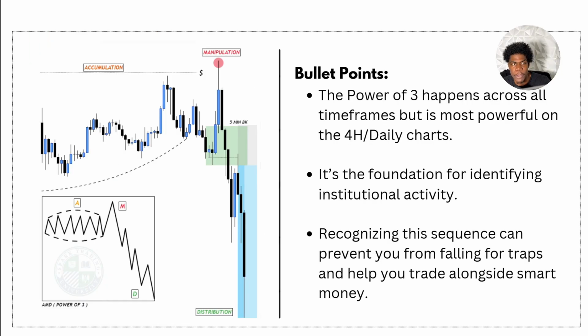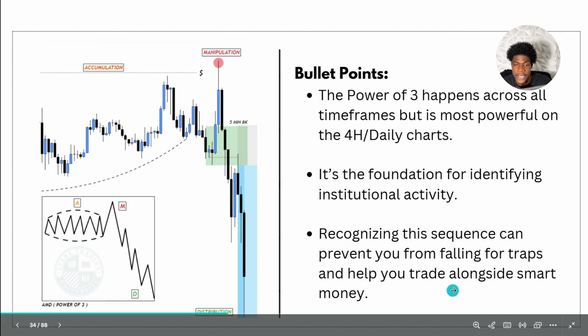Let's go over the power of 3 and some key bullet points. The power of 3 happens across all time frames, but it's most powerful on the 4-hour and daily charts. This right here is where we find our higher time frame zones, where if you are a scalper, you can use these higher time frame zones to scale down to the lower time frames and trade these power 3 models. It's the foundation for identifying institutional activity, and also recognizing this sequence can prevent you from falling for traps and help you trade alongside smart money.